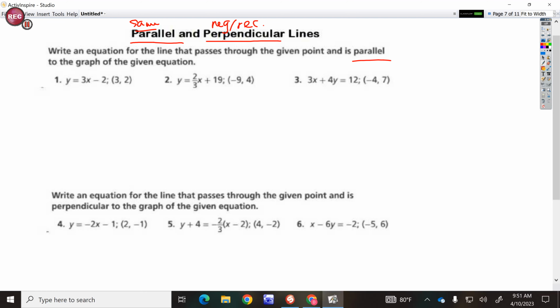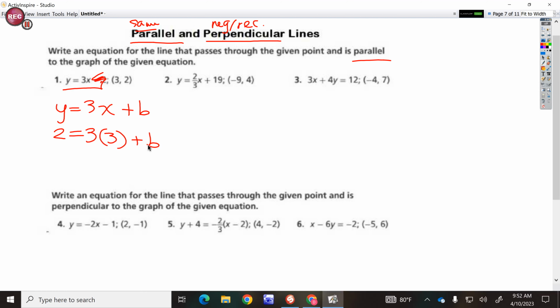You're going to grab the original equation, y equals 3x, and instead of the -2 that they give us, plus b. And now we need to solve for a new b. How do you do that? By getting the point they gave you and plugging it in for x and y. Which one of these is the y? 2. So it's 2 equals 3 times 3 plus b.